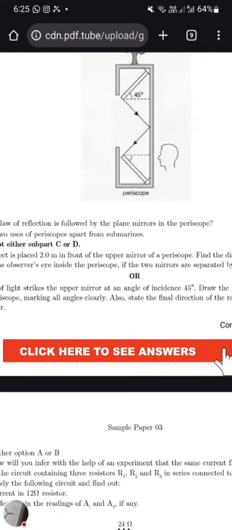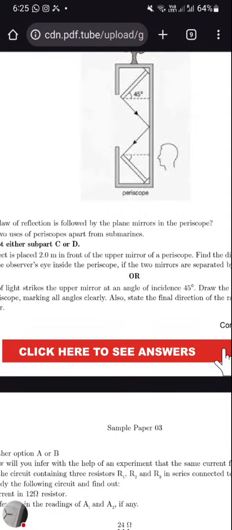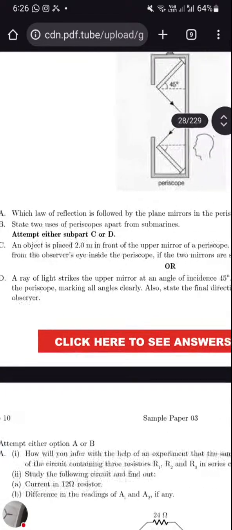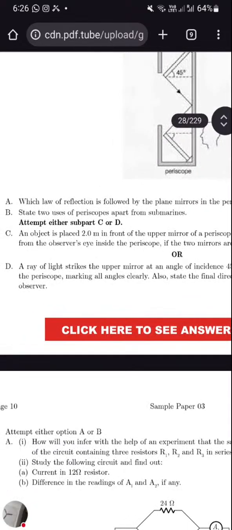So it is used in trenches where the soldiers can see the enemy by sitting inside the underground areas, and during war also it is used.